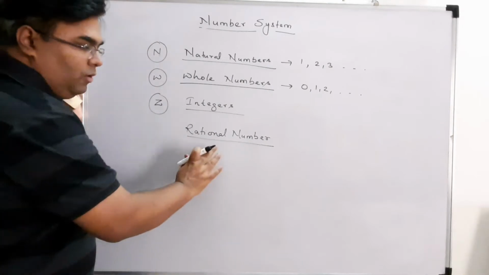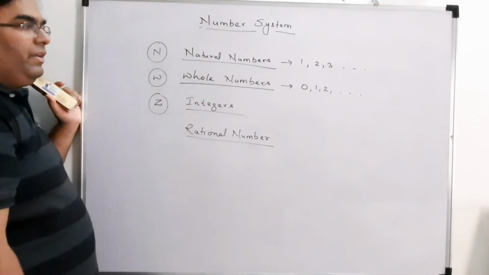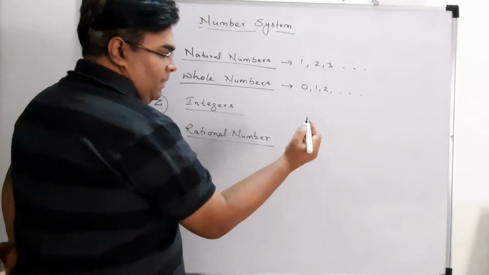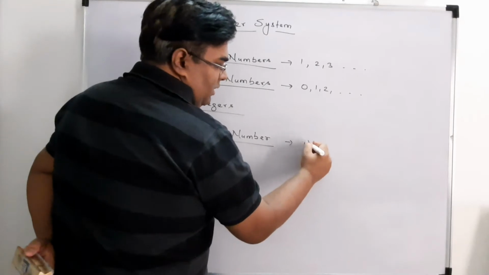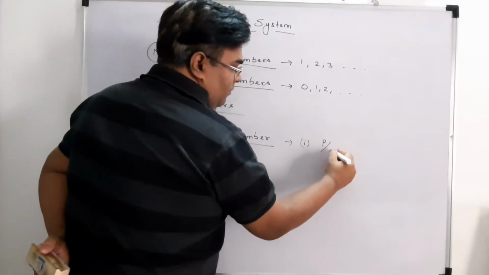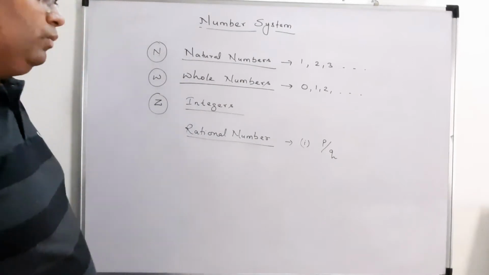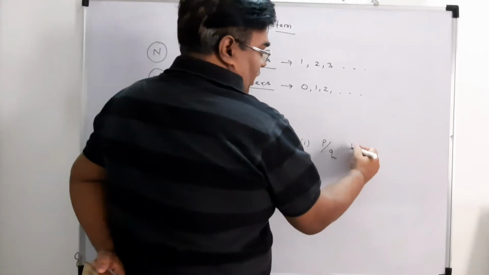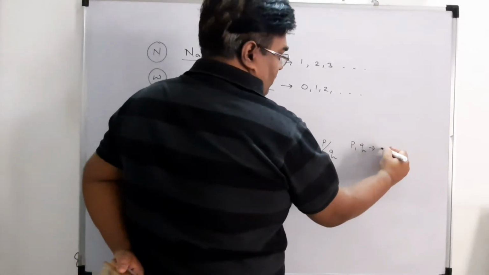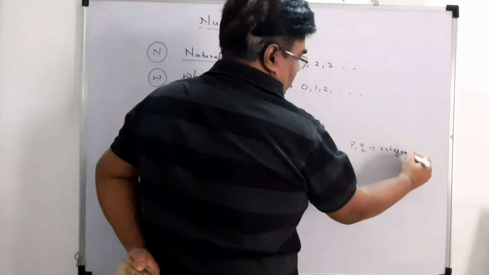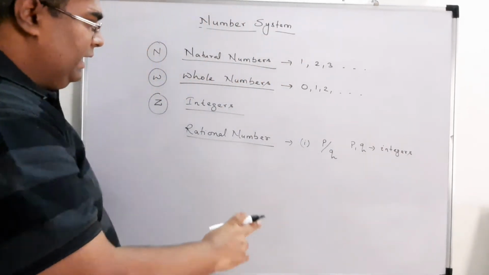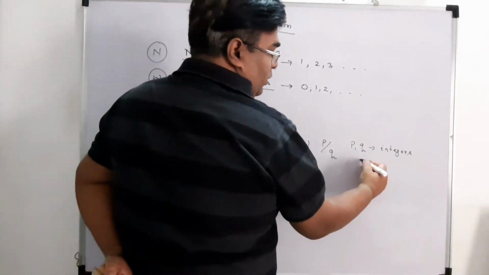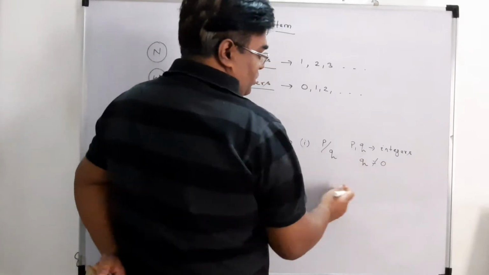Now let us understand about this number. These three numbers we know, correct? Let us understand about this rational number. First of all, this number is of the form p upon q. What are p and q? I'll just let you know. This p and q are integers. P and q are what? Integers. Okay, so the condition is that q is not equal to 0.